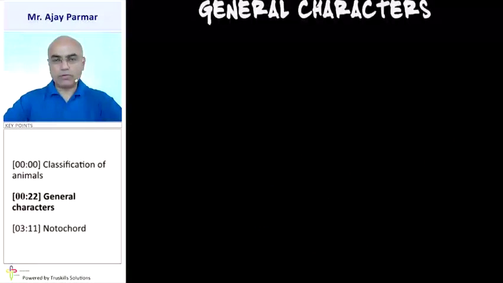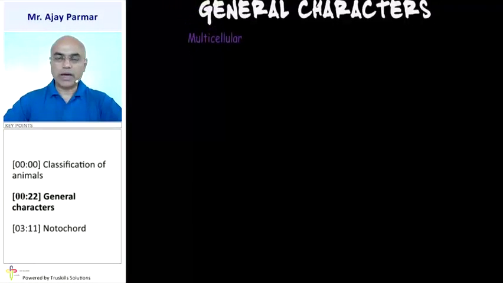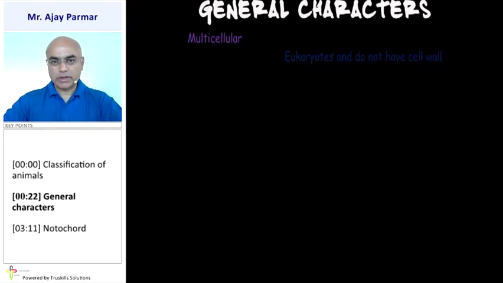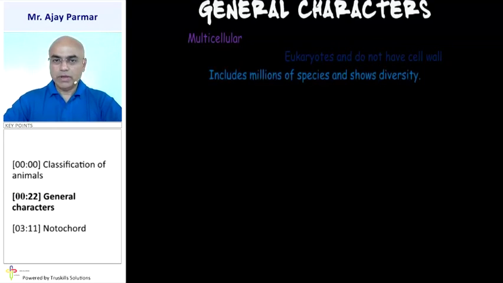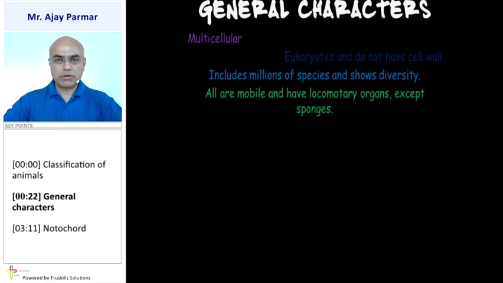The general characters of all the animals: all of them are multicellular living organisms. They are all eukaryotes. That means the cells of these living organisms have a very well developed nucleus, but they do not have cell walls like the plant cells. That means the animal cells do not have a cell wall. It includes millions and millions of species, and a large diversity is observed in the animal kingdom.